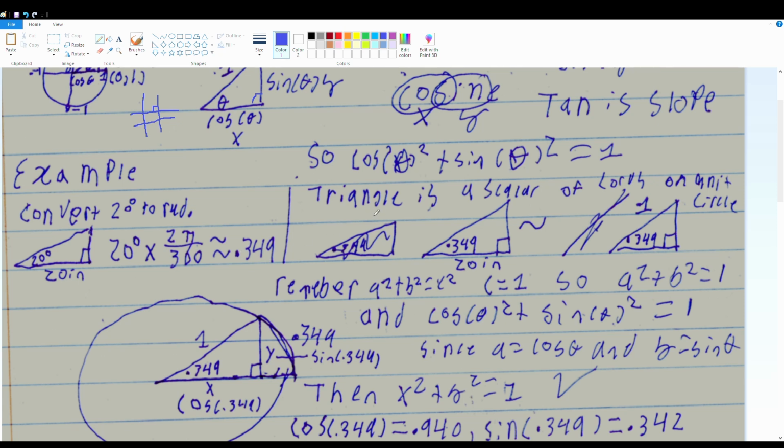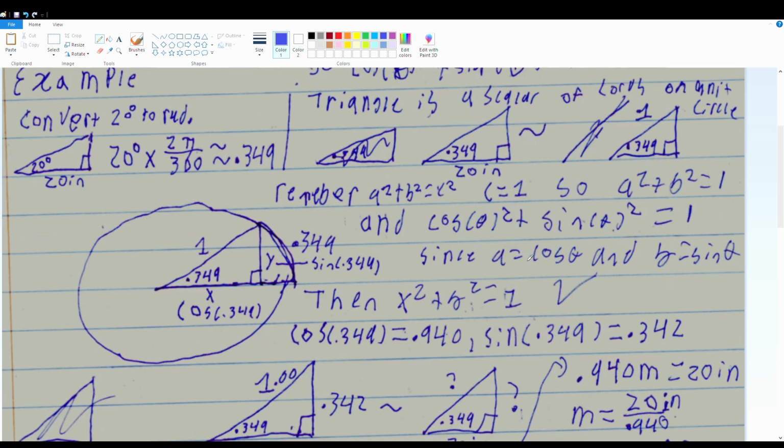And now, we know that the triangle is a scalar of the unit circle triangle. And what I mean by that is, we know this is 20 inches, we know this is 0.349. And now let's scale this such that this is 1 and this is still 0.349. So we're just scaling it. We're multiplying each side length by some scalar value. And now we don't know what 20 inches gets converted into, but that's okay.